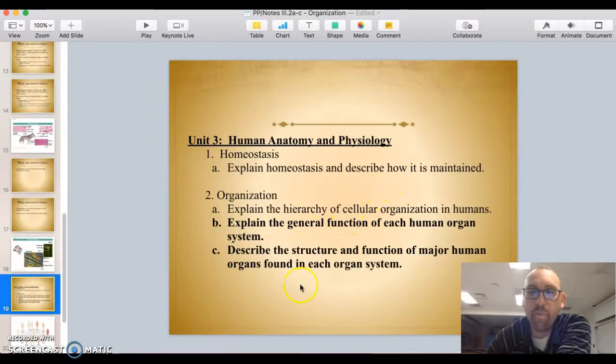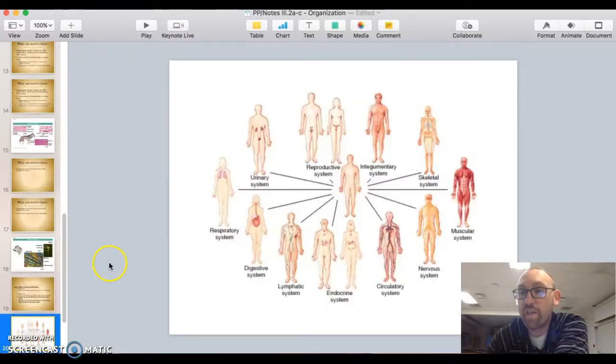Explain the hierarchy. So remember, organelles and stuff make cells, cells make tissues, tissues make organs, organs make organ systems, and then organ systems make up the living thing, which is called an organism. And then parts B and C is where, for the rest of this unit, we are going to go more in depth into each of the 10 organ systems, and you're going to learn about some of the major organs found in each one, as well as some of the main functions that the system and the organs carry out to keep you in homeostasis and functioning.